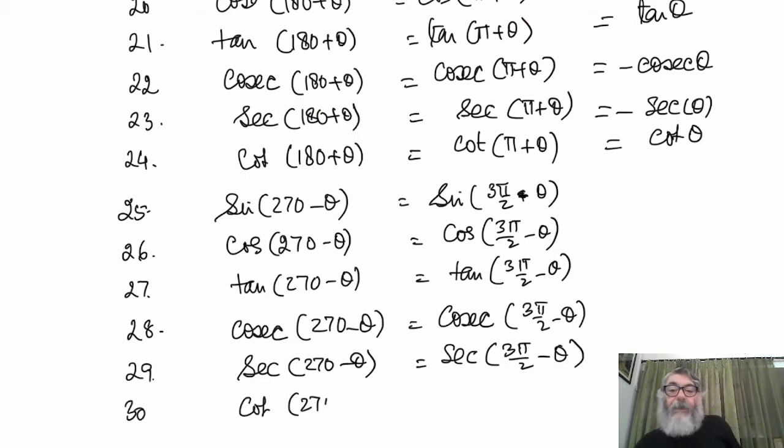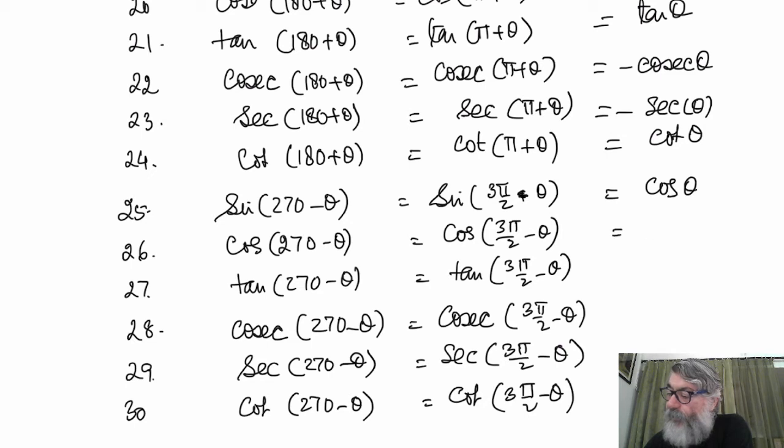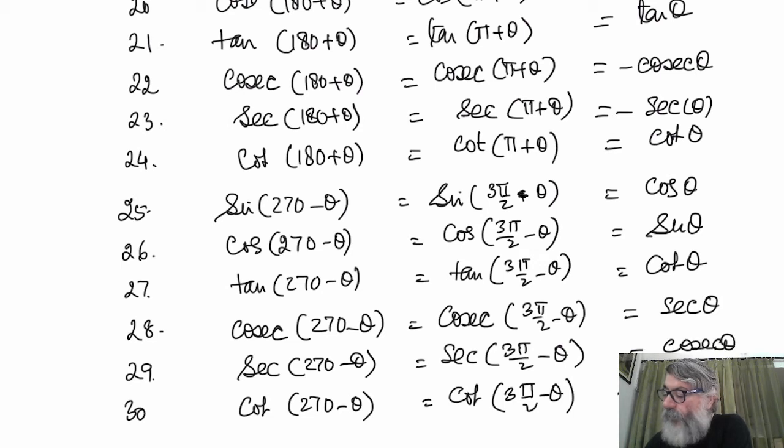Now again it is a multiple of pi by 2, so sine will change into cos. Remember that. That is very important to remember. Sine will change into cos, cos will change into sine, tan theta will change to cot theta, cosec theta will change to sec theta, sec theta will change to cosec theta, and cot theta will change to tan theta.